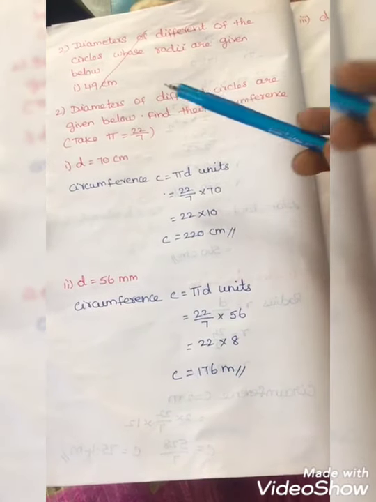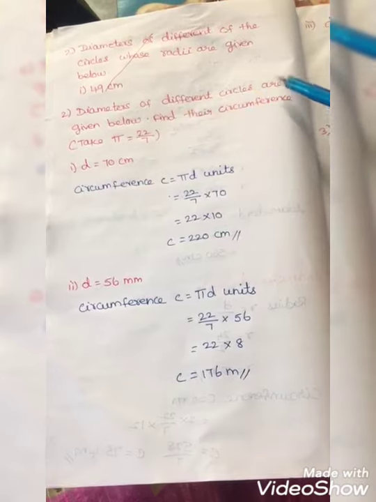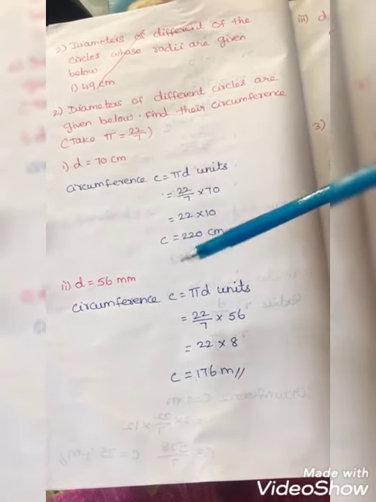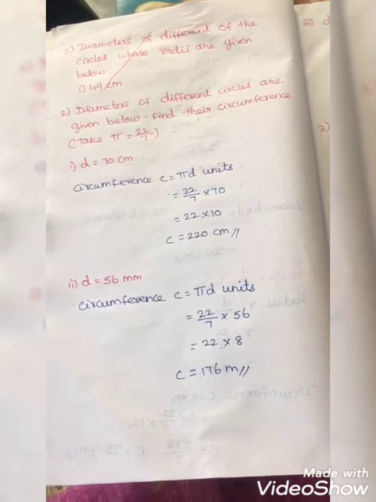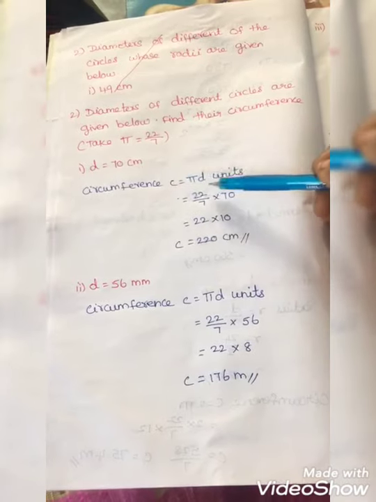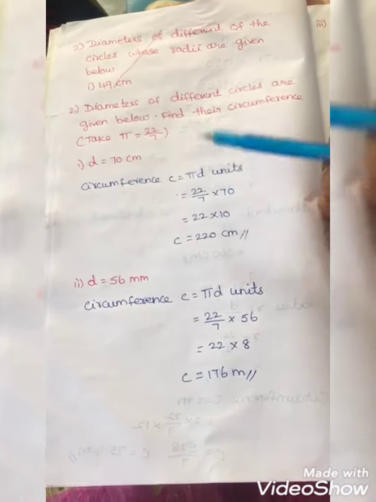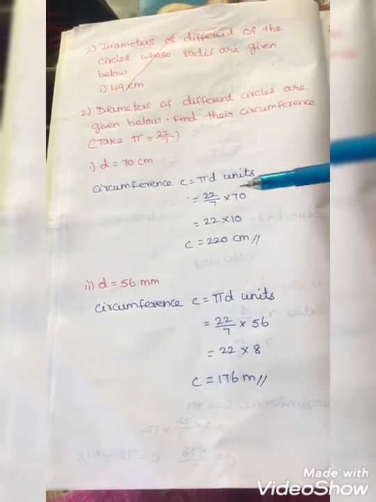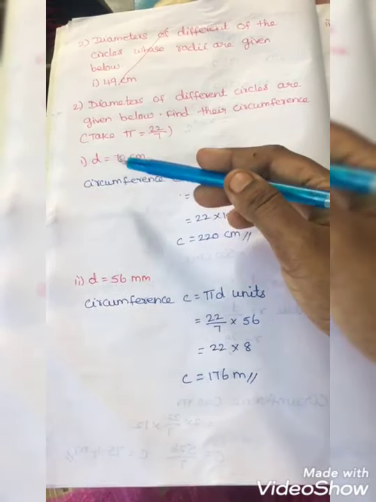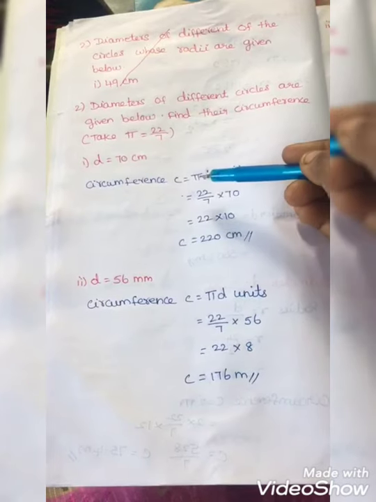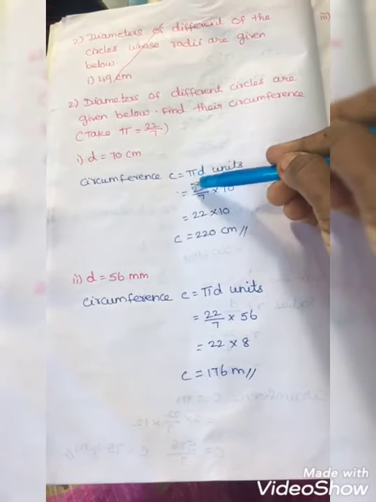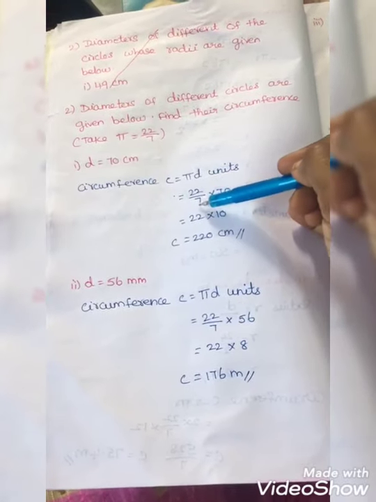Sum number 2. Diameters of different circles are given below. Find their circumference. So diameter is given. From the diameter you can find the circumference of the circle. Okay, when the diameter is given, the circumference formula is pi d. If radius is given, the formula is 2 pi r. Okay, so here they give the diameter d, then pi d is the formula. The value of pi is 22 by 7. This is common for all the values. The value of pi is 22 by 7.